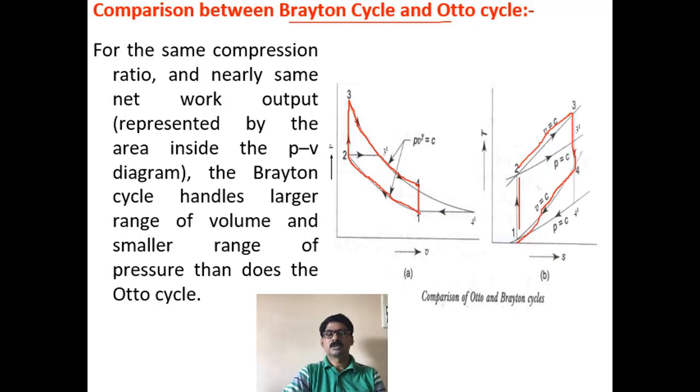So this is a constant volume. You can see both the heat addition and heat rejection in the Otto cycle take place at constant volume. Anyhow, I am going to explain this again in the first module.